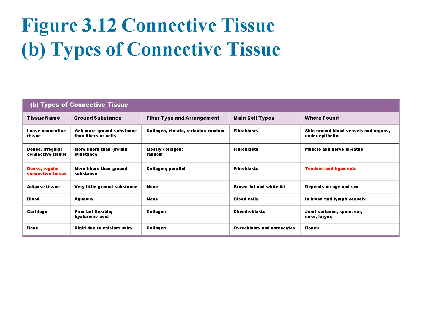Cartilage is flexible but firm, thanks to its special ground substance and collagen fibers. Chondroblasts are the cells here, and you'll find cartilage in places like your joints, spine, ears, and even your larynx.